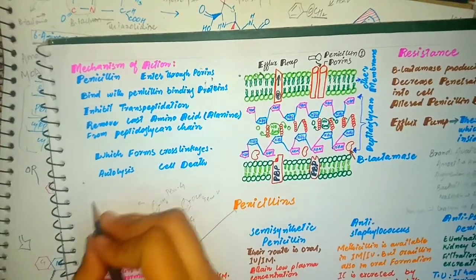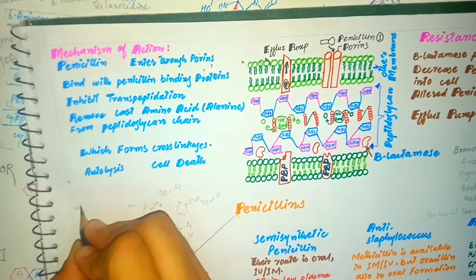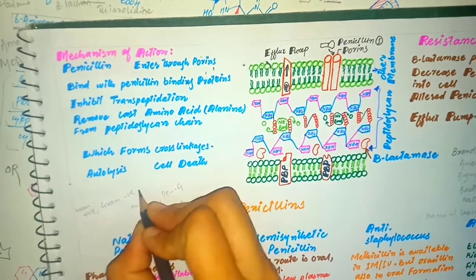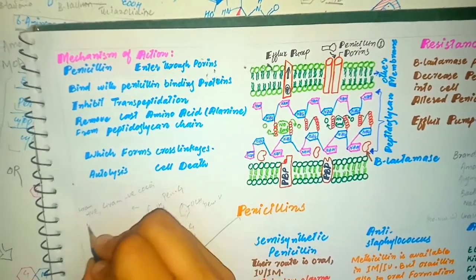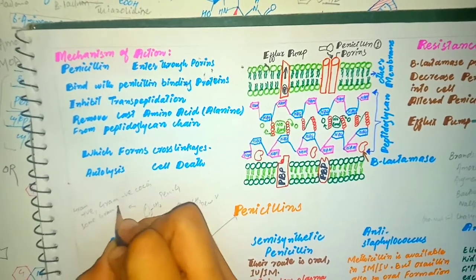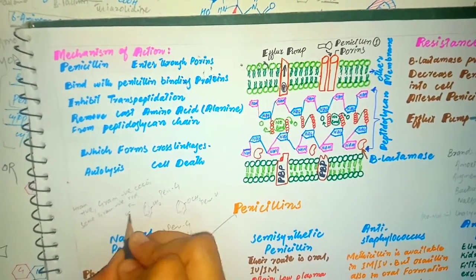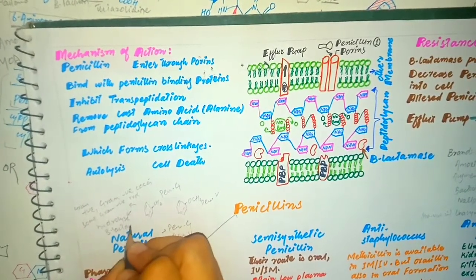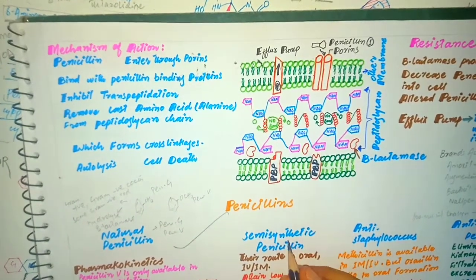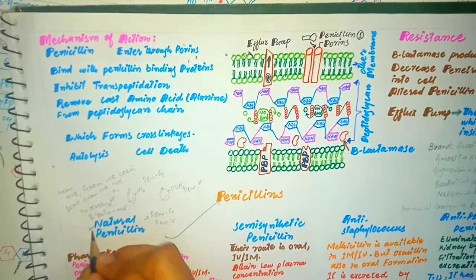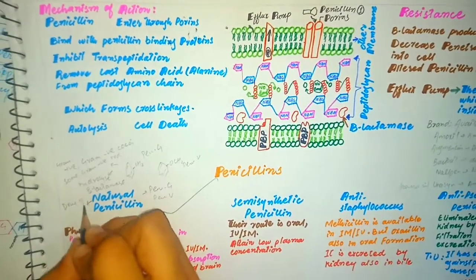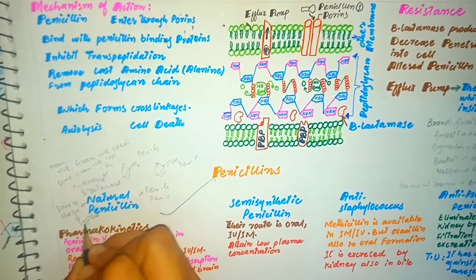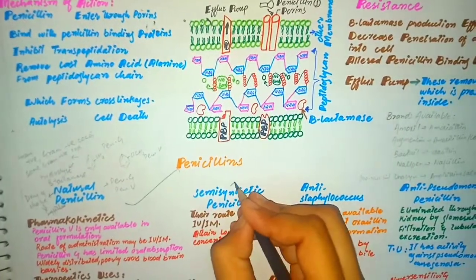If we discuss the spectra of the natural penicillins, they act on gram positive, gram negative, and anaerobic bacteria, and their hydrolysis occurs by the beta lactamases. Penicillin G is the drug of choice for streptococcal and staphylococcal infections not producing beta lactamase. They are also the drug of choice for pneumococci that are penicillin susceptible, and also for syphilis.